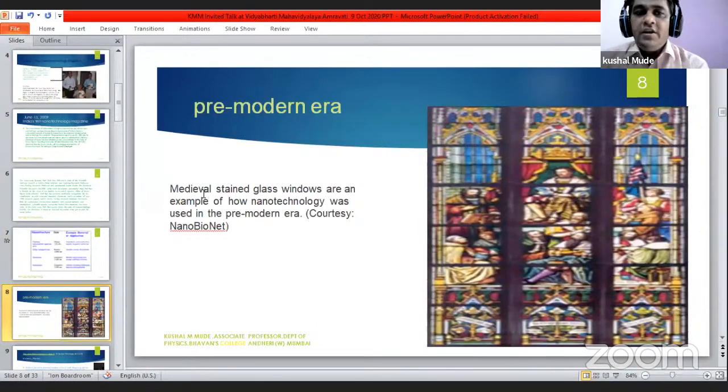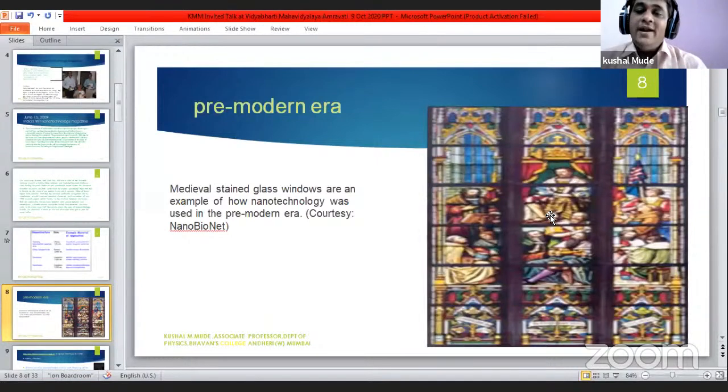If you look at the pre-modern era, this is the medieval stained glass, what we can call middle-age stained glass windows, an example of how nanotechnology was used in the pre-modern era. Again, I am sharing this courtesy of the nano bayonet. This is the figure here. Okay, you can enlarge it. I already shared this PowerPoint with Dr. Raulkar sir, and it is available on the net also.